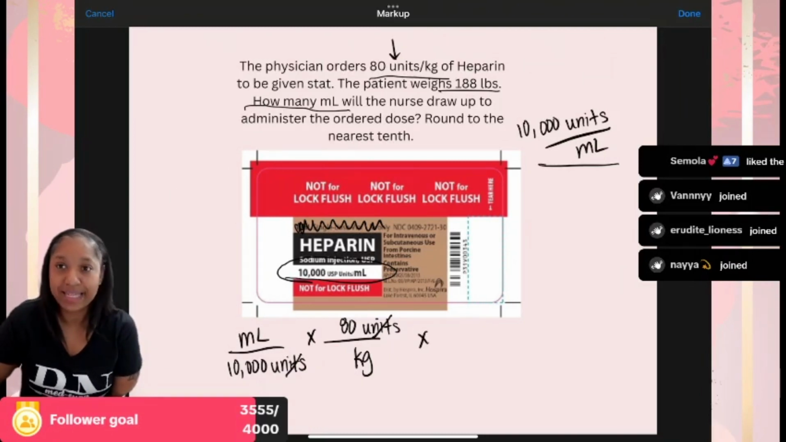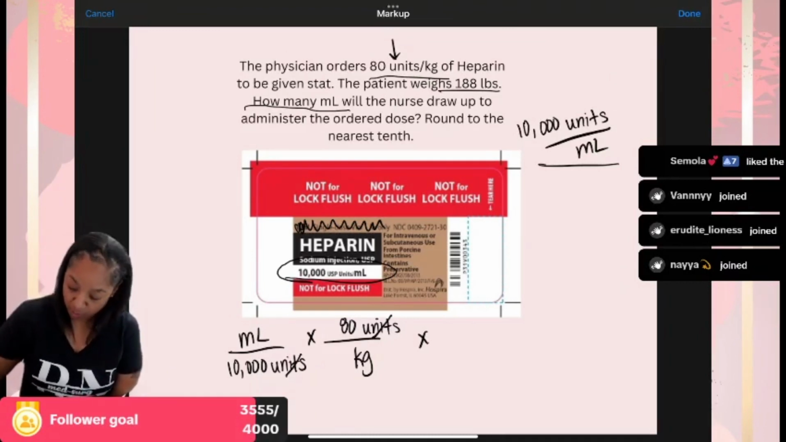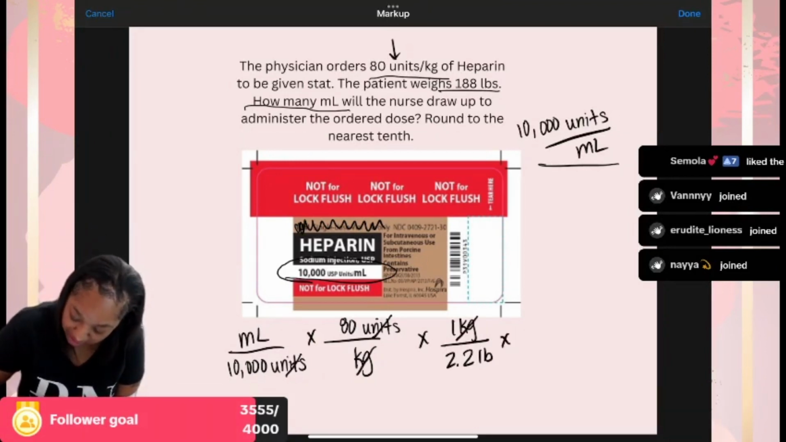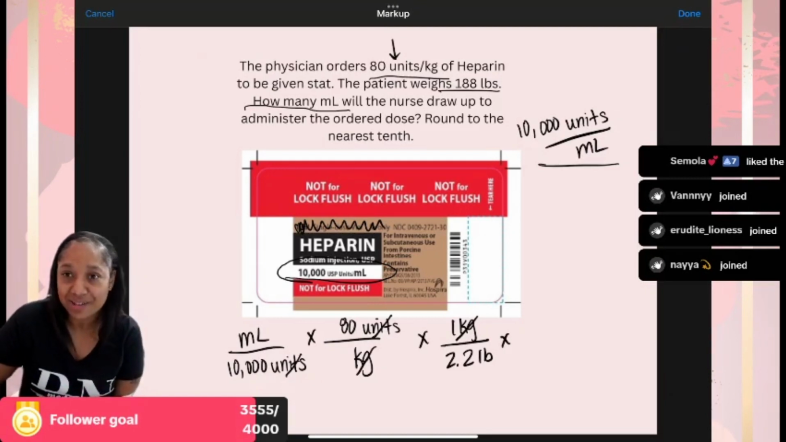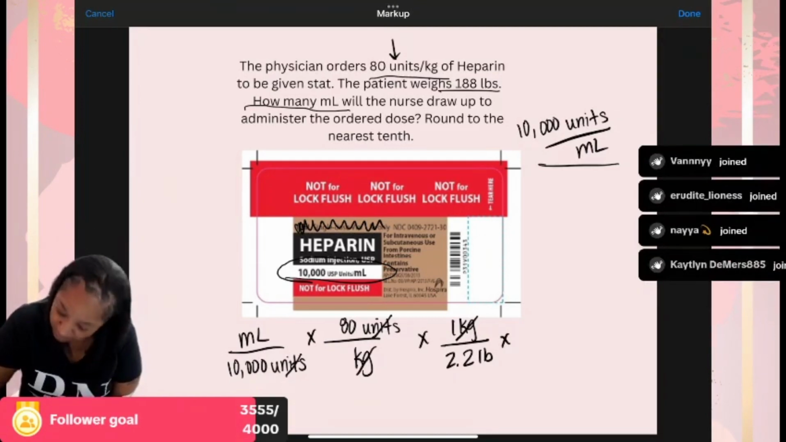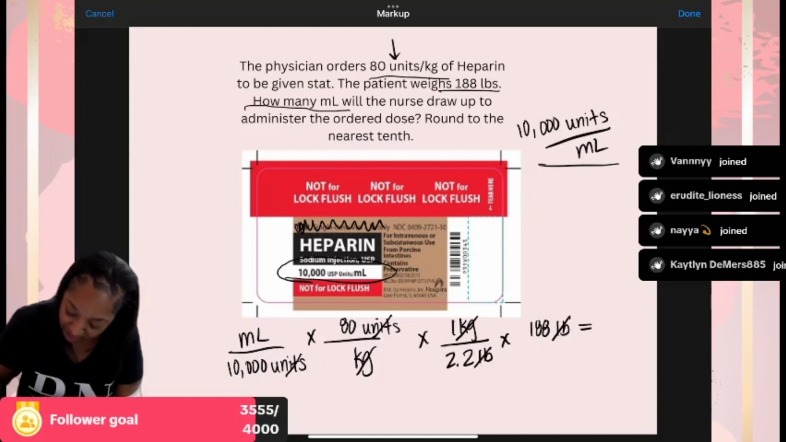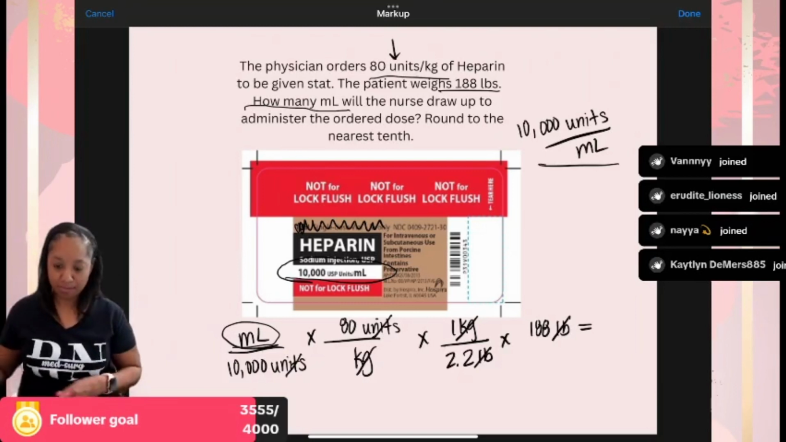But our patient's weight is in pounds, and we need kilograms. So right here we need to insert a conversion. We want kilograms at the top, so 1 kilogram equals 2.2 pounds. That crosses out. Now we're left with the last piece of information, the patient's weight: the patient weighs 188 pounds. So that crosses out too. Everything has crossed out, and we're left with what we're looking for, milliliter.